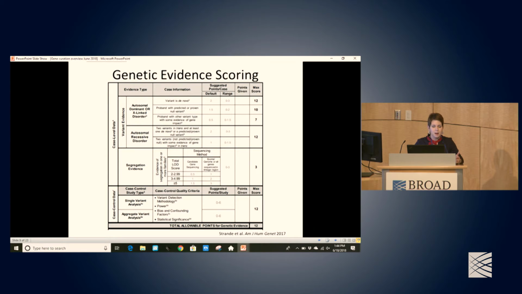We understand that not every piece of evidence is the same as every other piece of evidence. Some things are stronger than others. So if you're in a situation where things are more compelling, you can feel free to upgrade. And if you're in a situation where things are less compelling, you can feel free to downgrade.